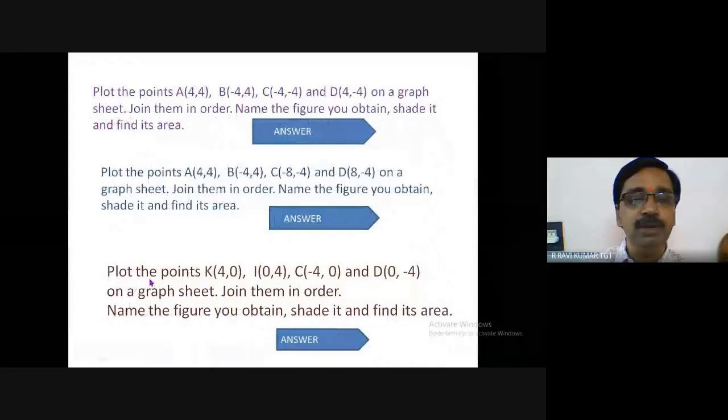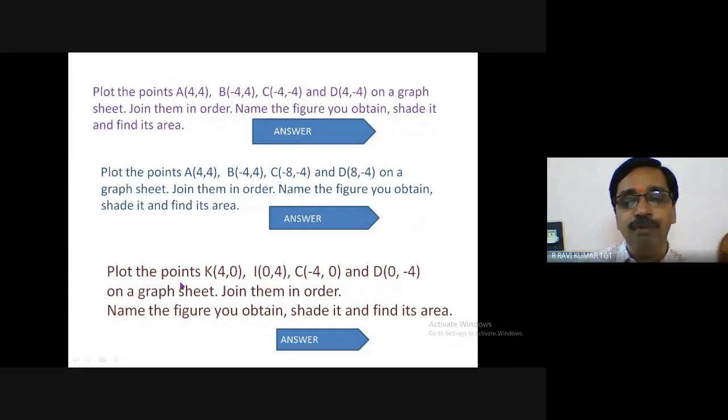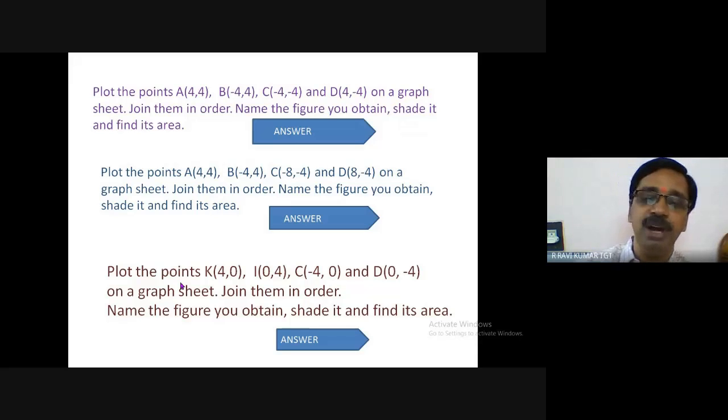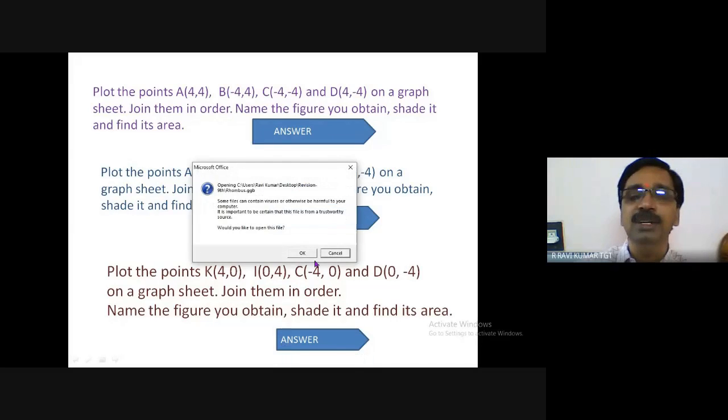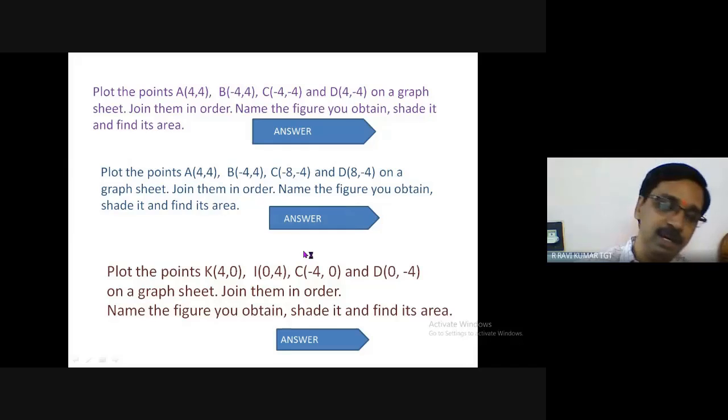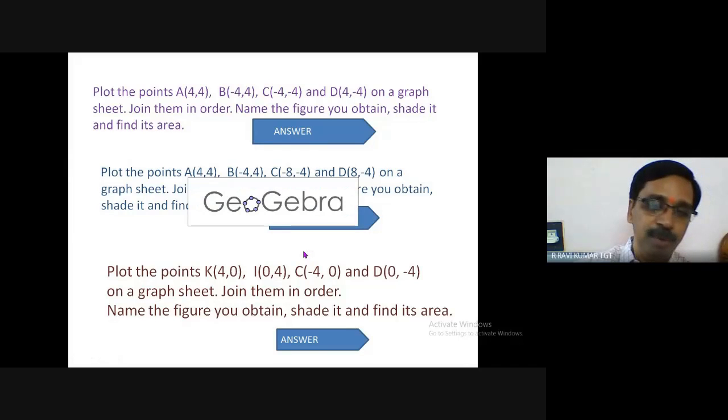Now you see the question here. The points are K(4, 0), I(0, -4), and so on, on a graph sheet. Join them in order. Name the figure obtained and find its area. I think it is clear. Let me go through this one again.